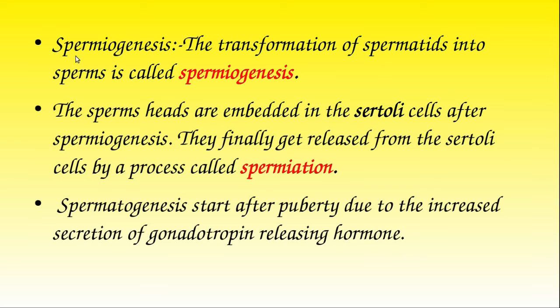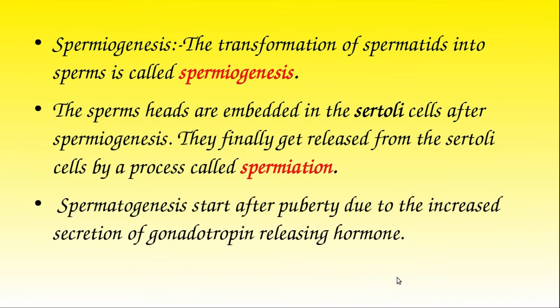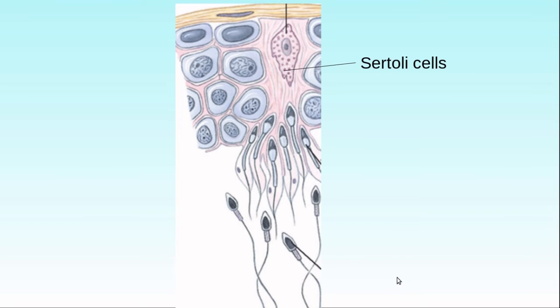Now the next step is what is called spermiogenesis. That is, the transformation of the spermatids into sperms is called spermiogenesis. These are spermatids. Now these spermatids get transformed into spermatozoa or sperms, and this process is called spermiogenesis. Now listen up. After spermiogenesis, from these cells the sperms are produced.